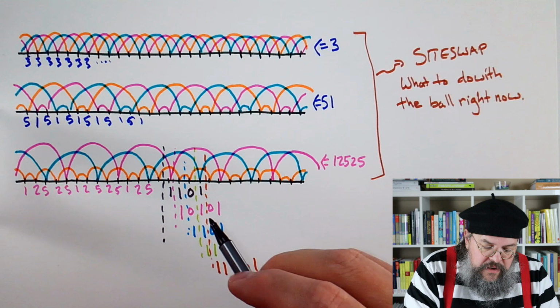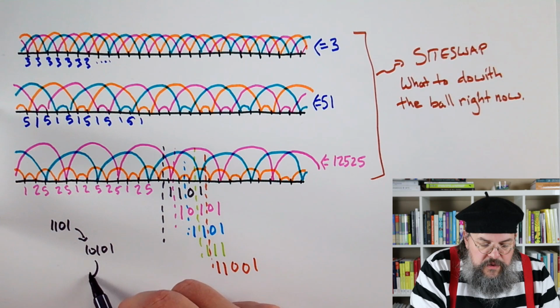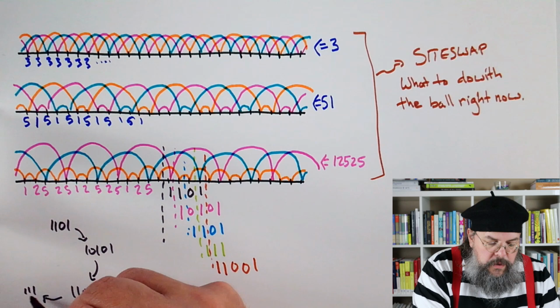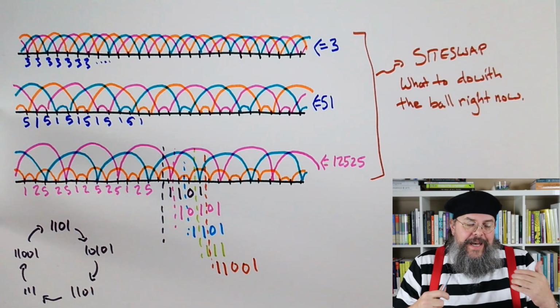So we start off at 1101. And then we go to 10101, which then goes to 1101, which then moves over to 111, and that goes to 11001, which finally goes back up to 1101. And there we go. That tells us everything about what's happening at any particular moment.